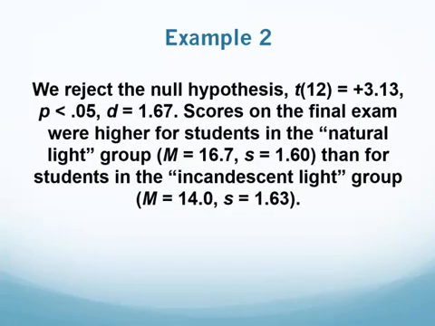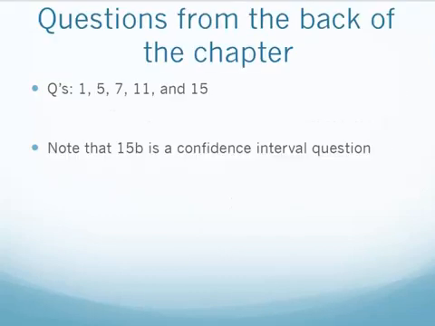And then we report our Cohen's d, which equals 1.67. So scores on the final exam were higher for students in the natural light group. And note I'm reporting their mean and their standard deviation. So remember, that's why I figured out the standard deviation at the previous step. Like I told you in the previous example, if you can figure out the standard deviation, which you could from that problem since I gave you all the data, then you have to do it and report it, because you should always report the mean and standard deviation. So that's 1.60, compared to students in the incandescent light group that had a mean of 14 and a standard deviation of 1.63.